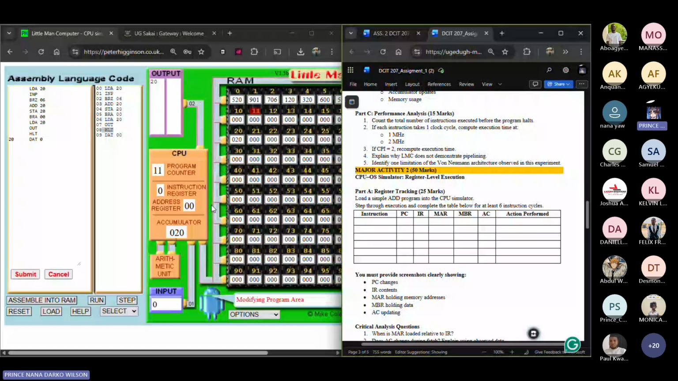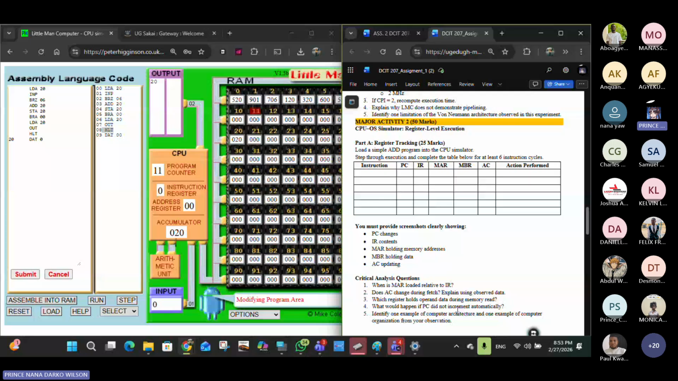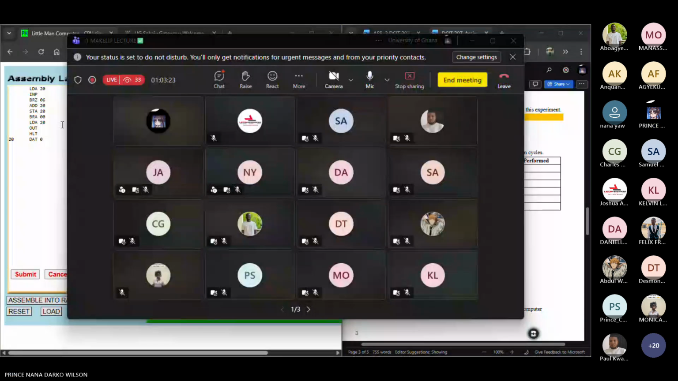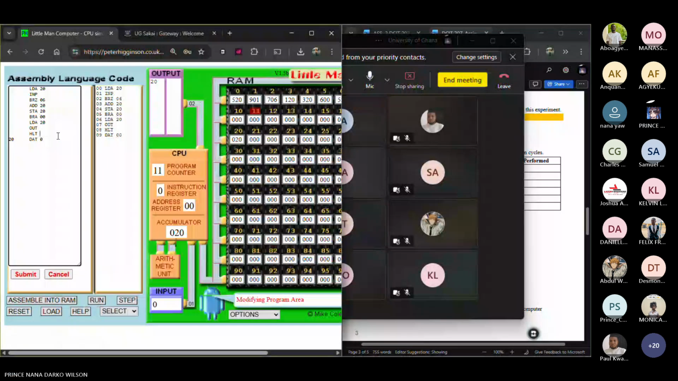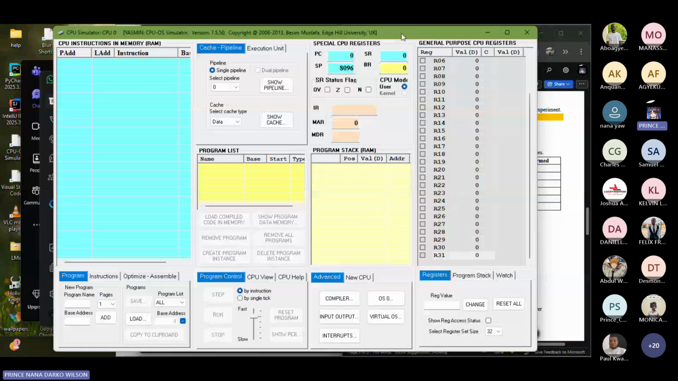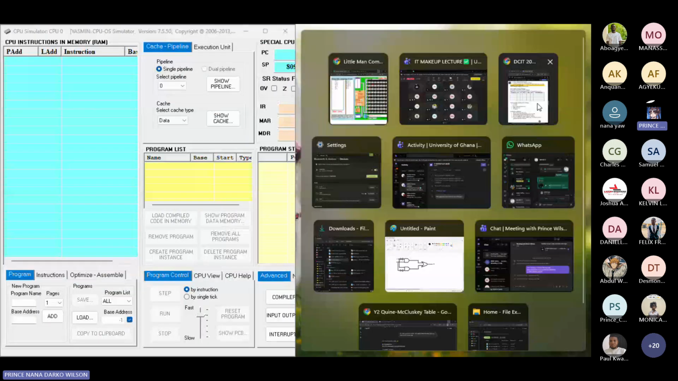Major activity 2. So let's switch from our Little Man Computer. Let's open our central processing unit operating system simulator. So to those who have been in the lessons and those who are members of the makeup class, I believe you already are familiar with how to add instructions to the central processing unit operating system simulator.